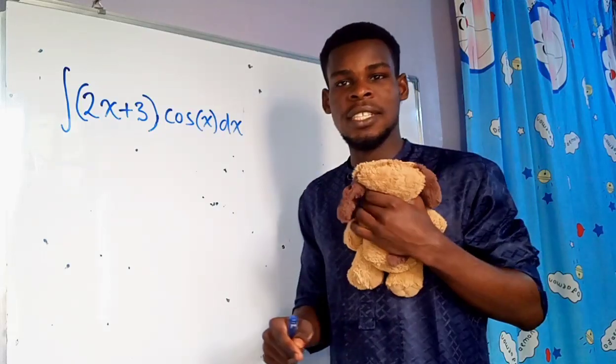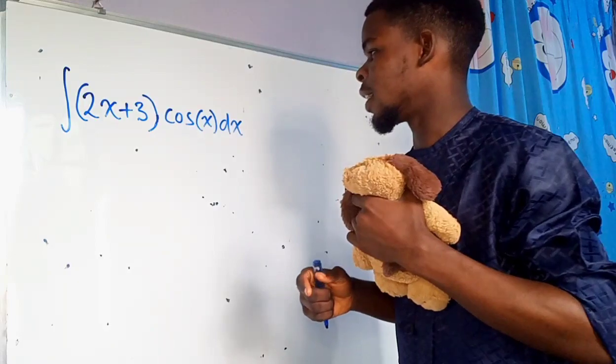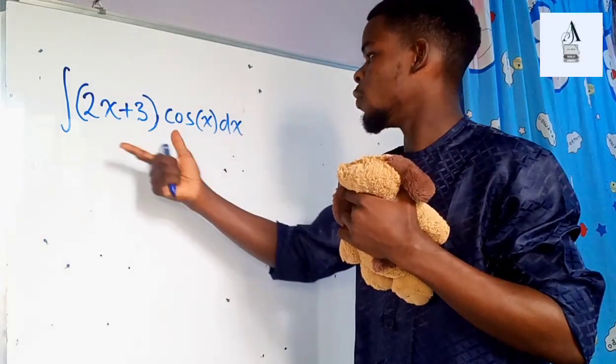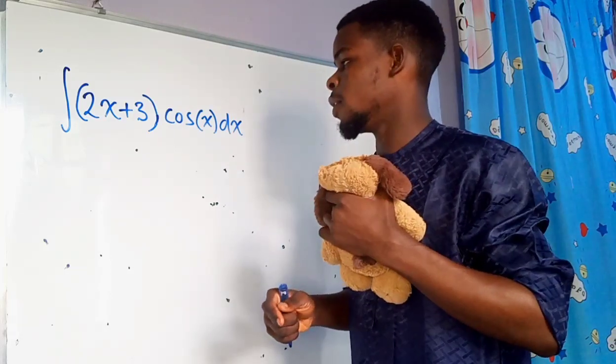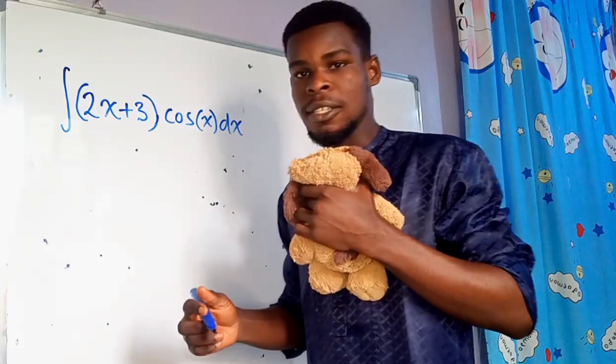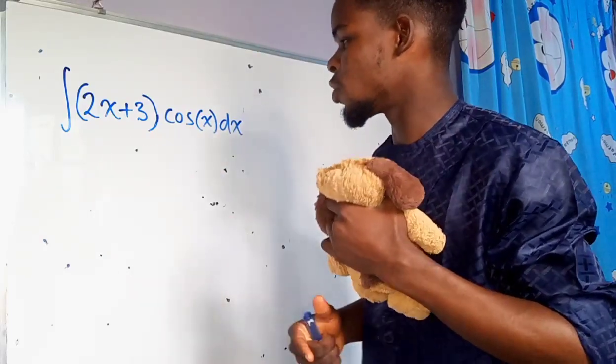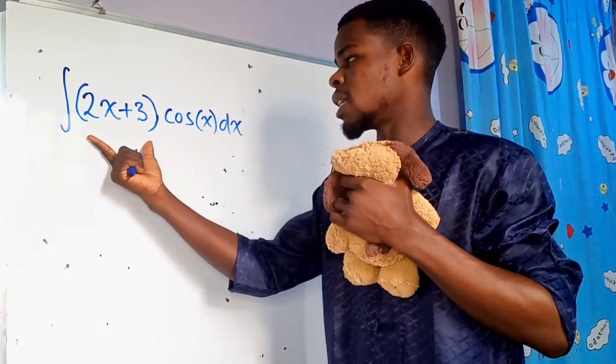Okay, here we want to find the antiderivative of this function. As you can see, this long-looking function is pretty simple. I'm just going to do this using the integration by parts formula. That demands that we choose a function to differentiate and a function to integrate. Looking at this, this is just a linear function.